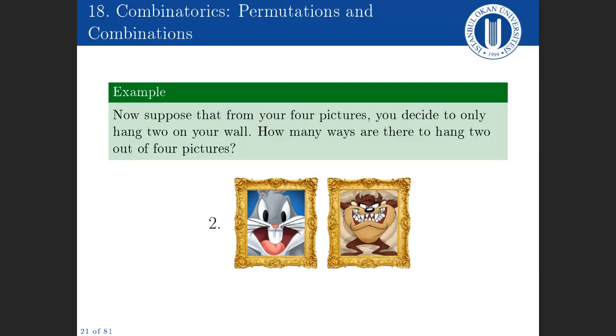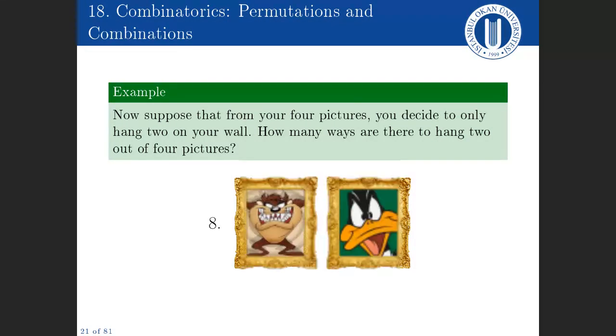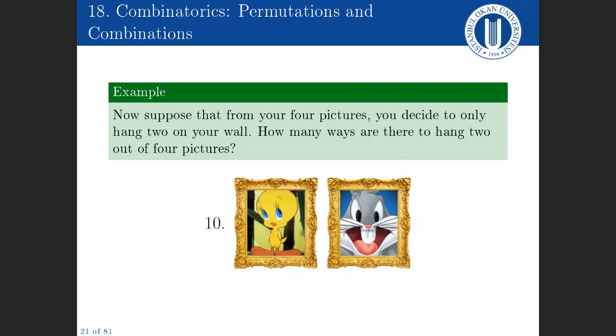Bugs and Daffy, Bugs and Taz, Bugs and Tweety, Daffy and Bugs, Daffy and Taz, Daffy and Tweety, Taz and Bugs, Taz and Daffy, Taz and Tweety, Tweety and Bugs, Tweety and Daffy, Tweety and Taz. These are all the different ways we could do this. There's 12 different ways.